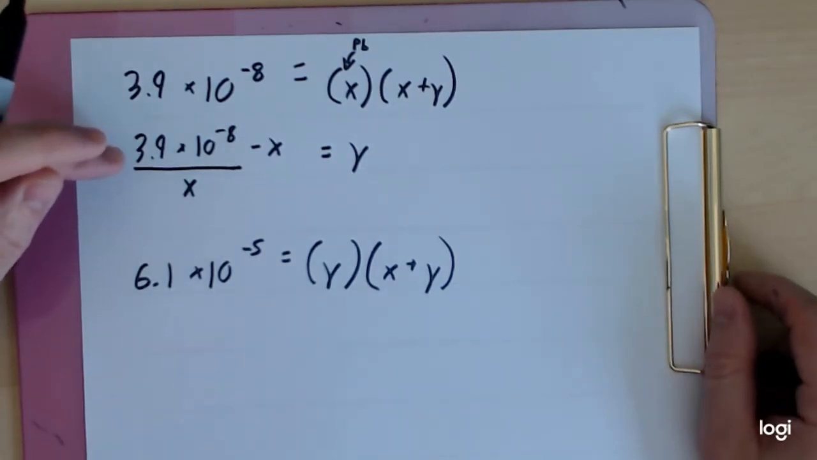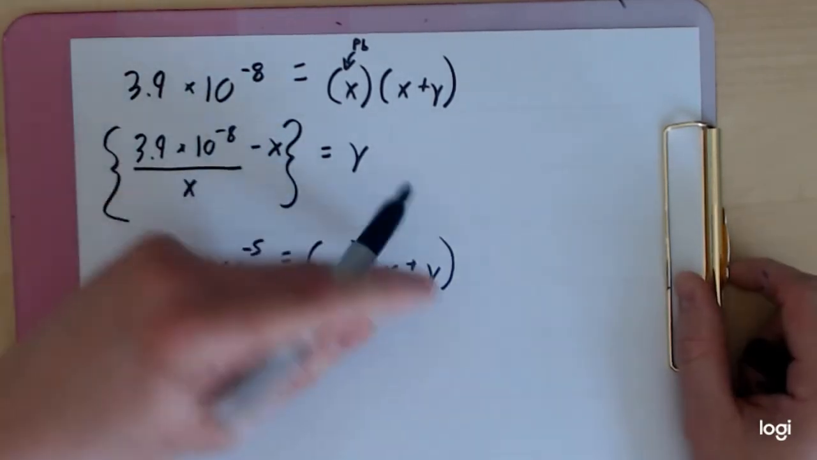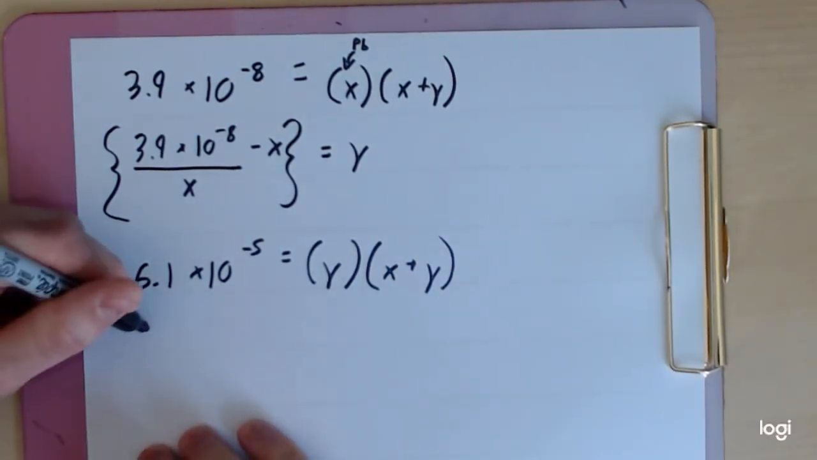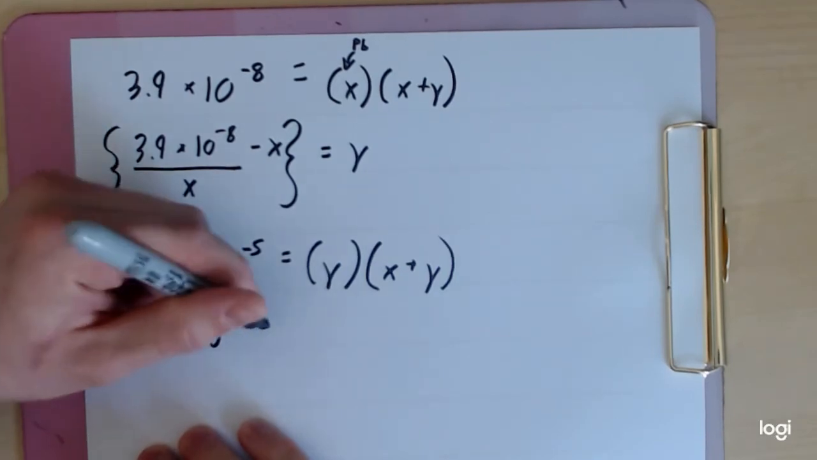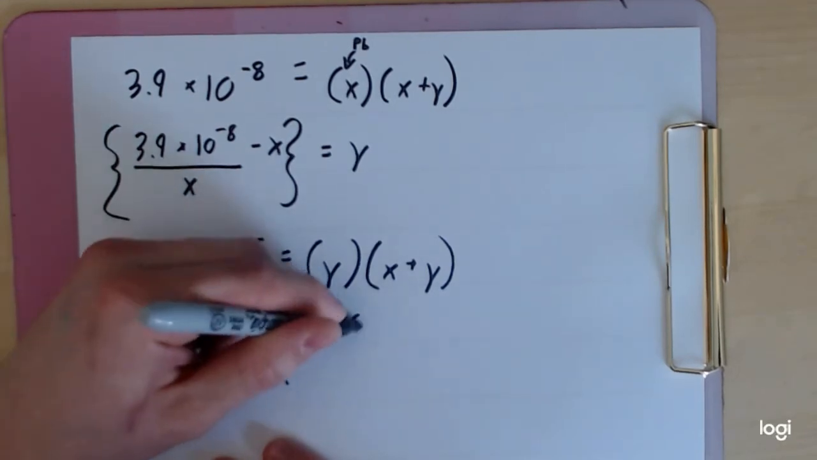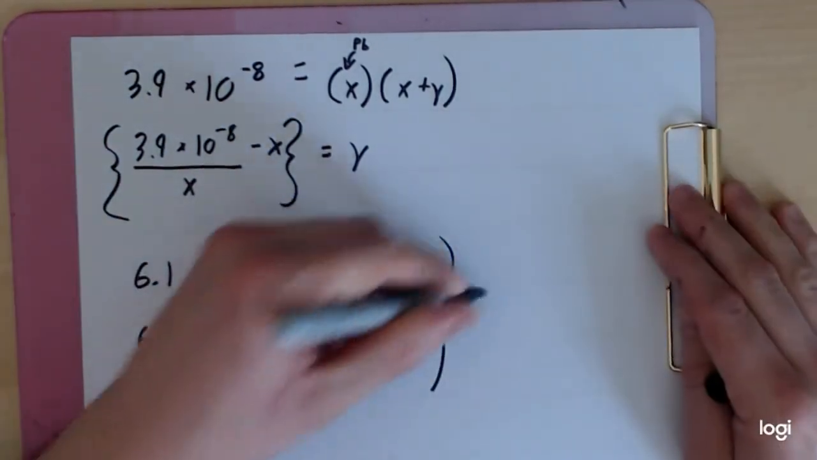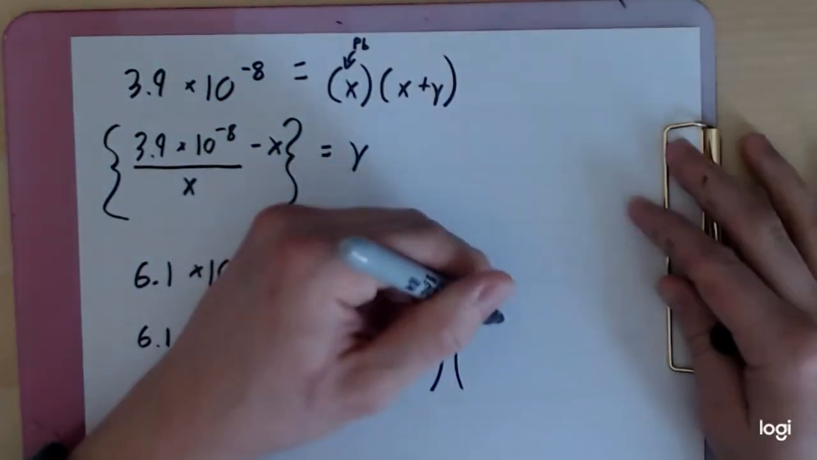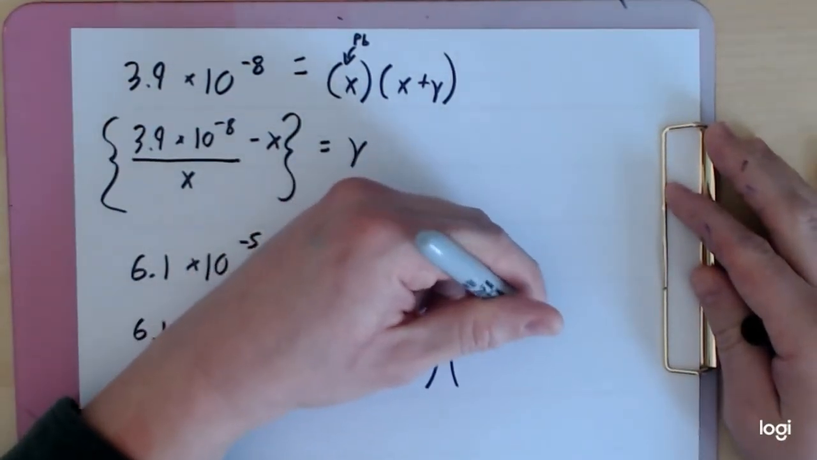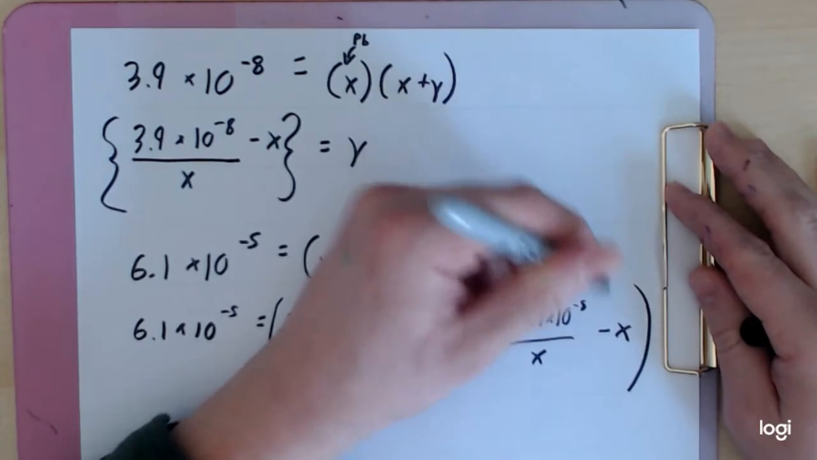Okay, now we can use this value for y and plug it into our second equation down here for these two y's. So we'll get 6.1 times 10 to the negative fifth equals 3.9 times 10 to the negative eighth over x, minus x, multiplied by x, plus 3.9 times 10 to the negative eighth over x, minus x. So these cancel.